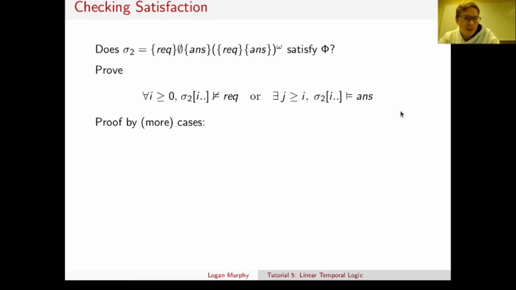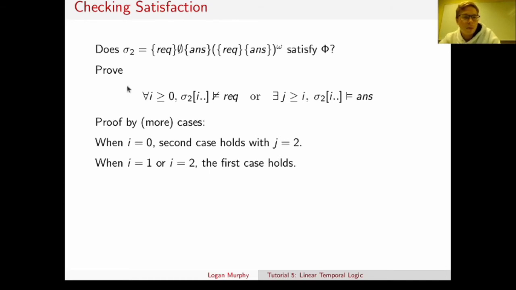So we'll do a proof by cases again, and this time we just have to be a bit more careful. Just like before, when I is equal to 0, the second case holds with j equal to 2, right? So when I is 0, this doesn't hold, but we can still get the ANDs with j equal to 2. Perfect. And also like before, when I is 1 or 2, the first case holds for the exact same reason. You don't get rec here, and you don't get rec here. So then you can rely on the first case.